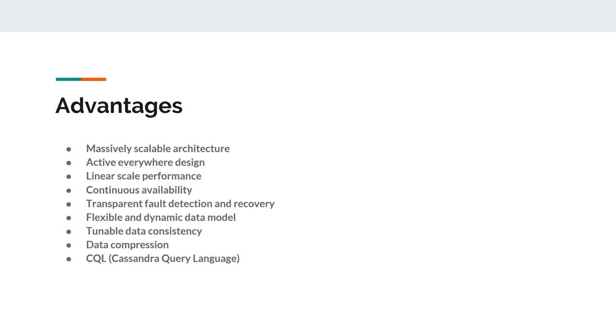Cassandra also provides continuous availability, which means it offers redundancy of both data and node function. It eliminates single points of failure and provides constant uptime. Cassandra also has transparent fault detection and recovery methods, a flexible and dynamic data model, tunable data consistency, data compression, and its very own CQL, which stands for Cassandra Query Language.